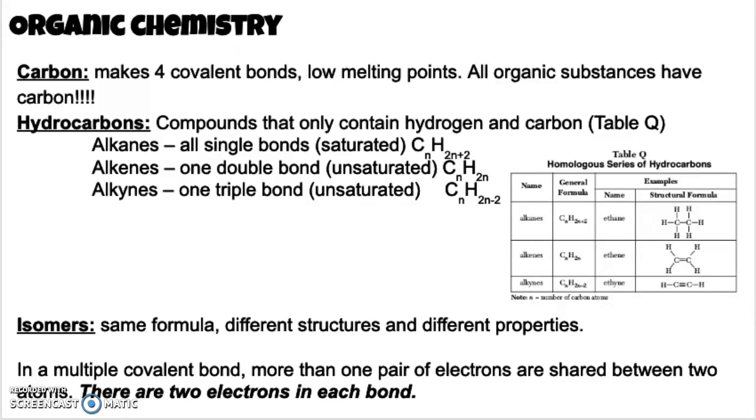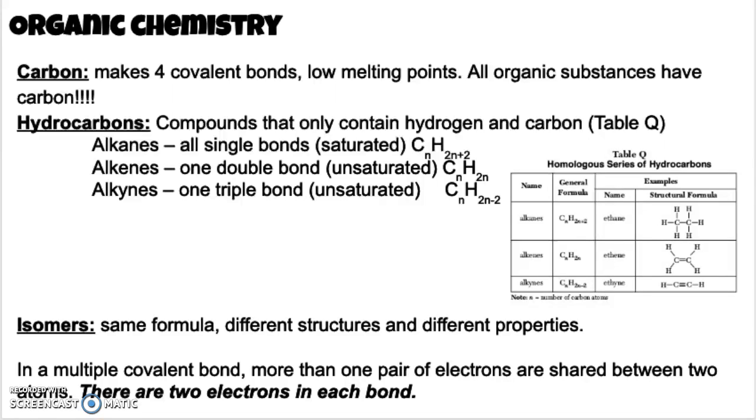Today we're going to talk about organic chemistry. Organic means that there is carbon in a compound. So if you ever are looking for an organic compound, you're looking for something that contains carbon. Carbon can make 4 covalent bonds. Organic substances also have super low melting points. They have weak covalent bonds holding their atoms together, which makes their melting points very low. Again, all organic substances have carbon in them.